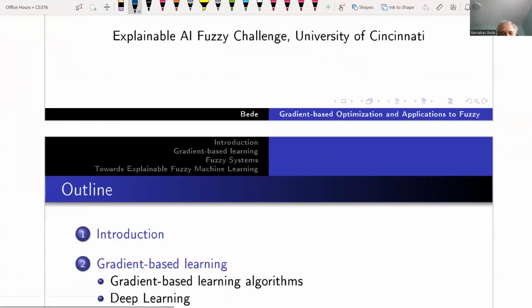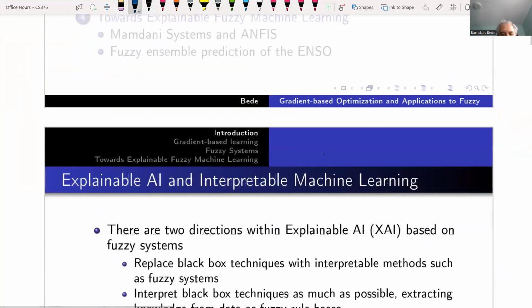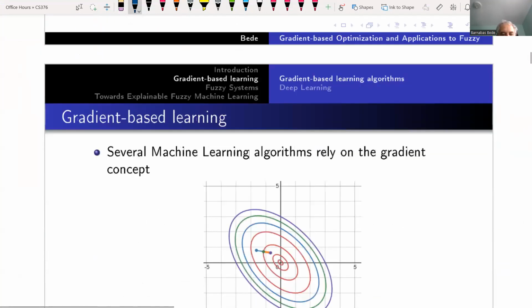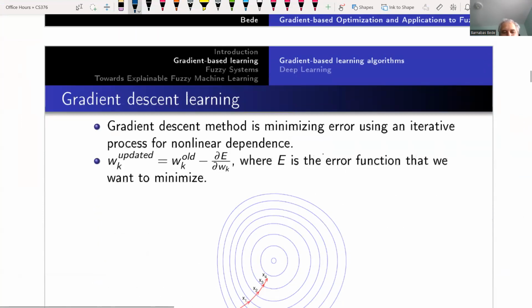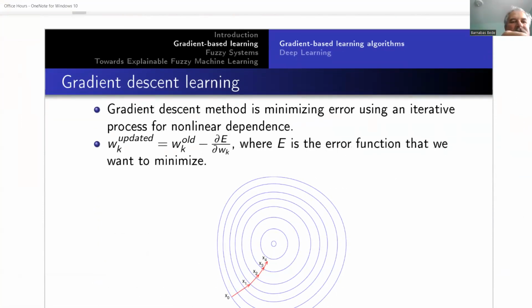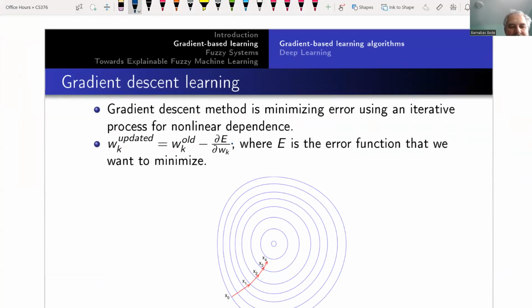So we have here. Let me do the correction that I meant to do here. We need a coefficient, the learning rate, eta, over here that multiplies del E del WK. Okay.